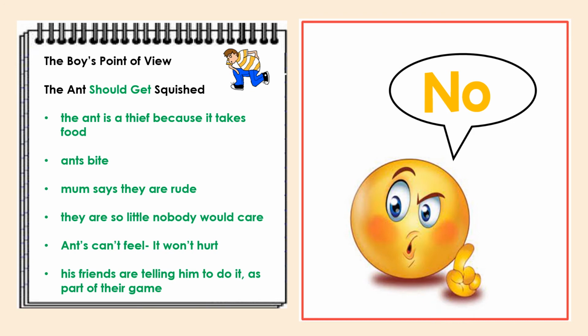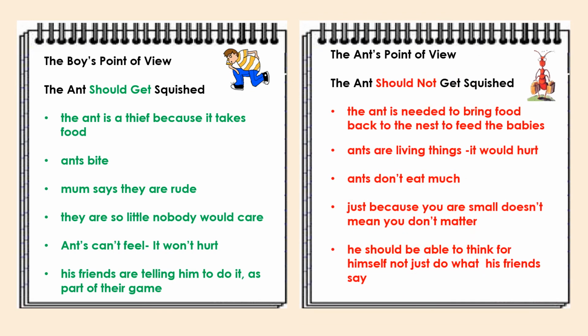Now, the other point of view was the ant's. He definitely had a very different point of view because he wanted his life to be saved. His reasons were that the ant is needed to bring back food to the nest to feed the babies. Ants are living things. We should look after living things and certainly not hurt them.